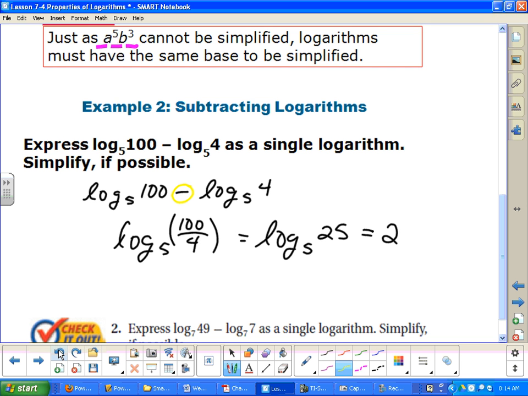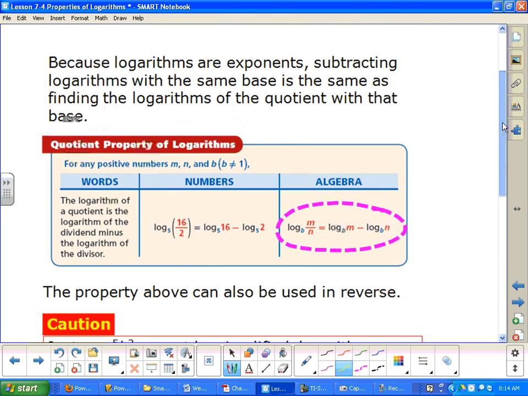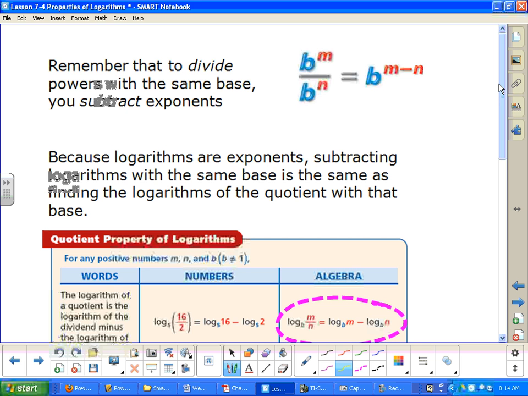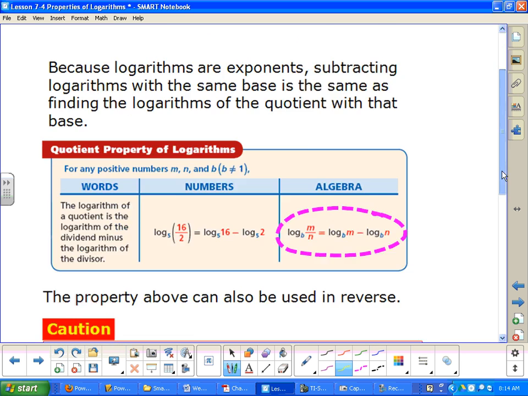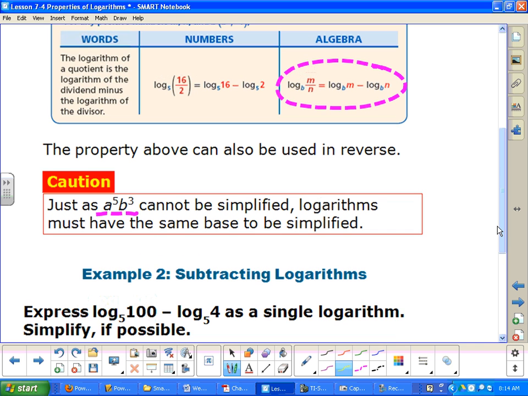What's that? Because when we have the same base and we subtract exponents, that means we're dividing those two parts with the same base. So when the property is subtraction, that means we have a quotient there. Okay, so dividing.